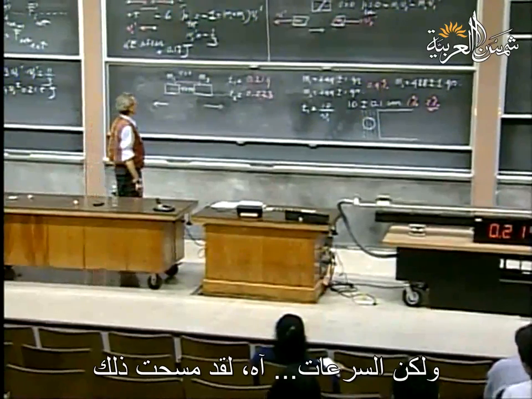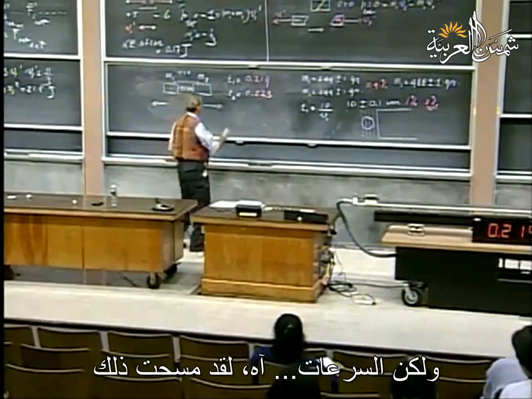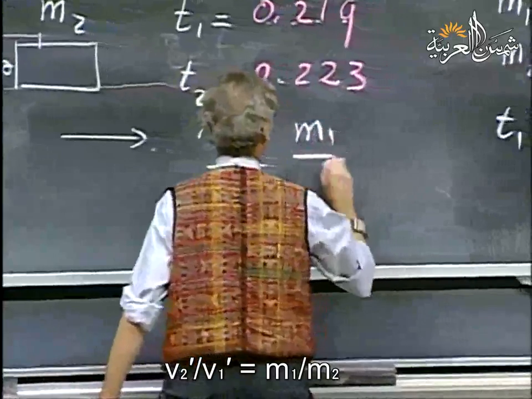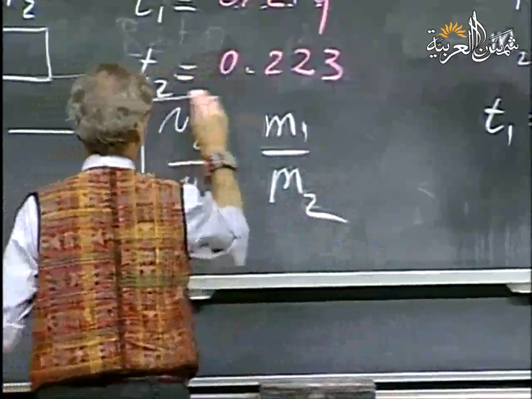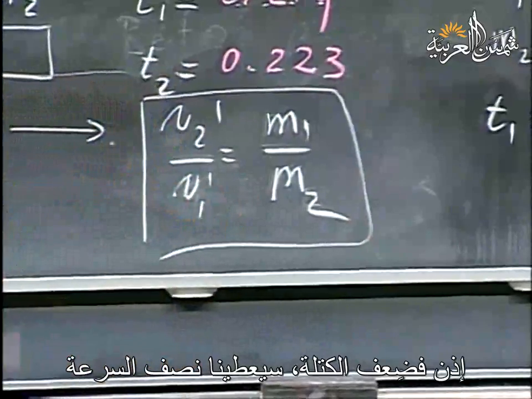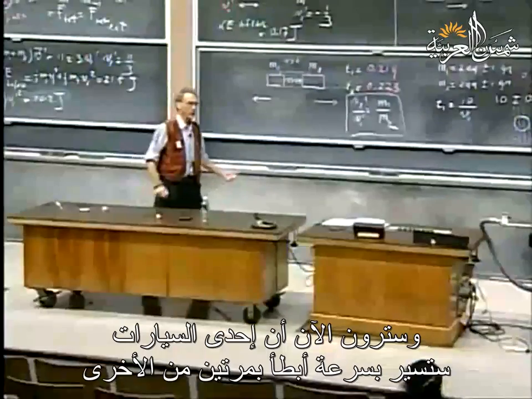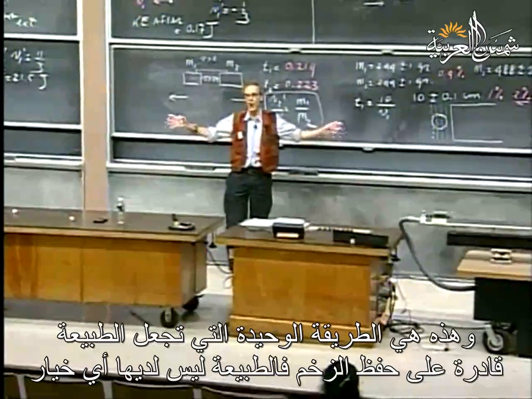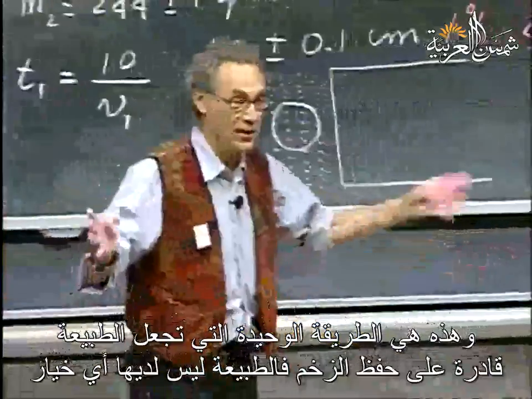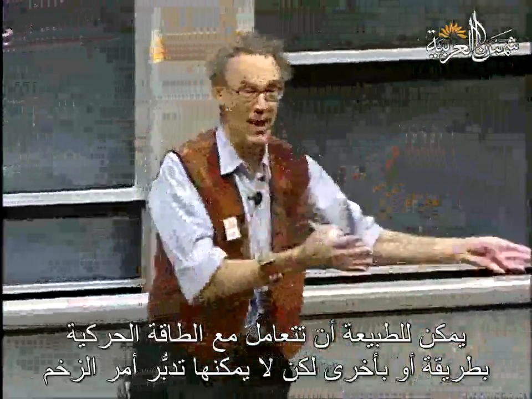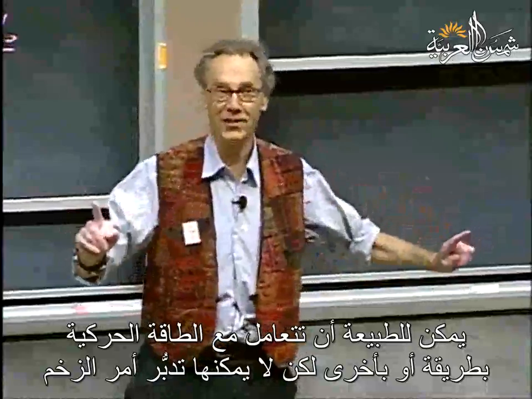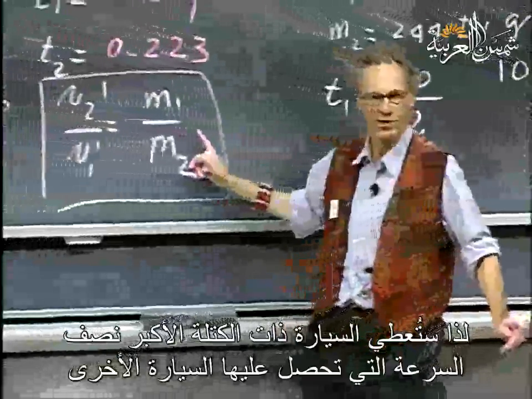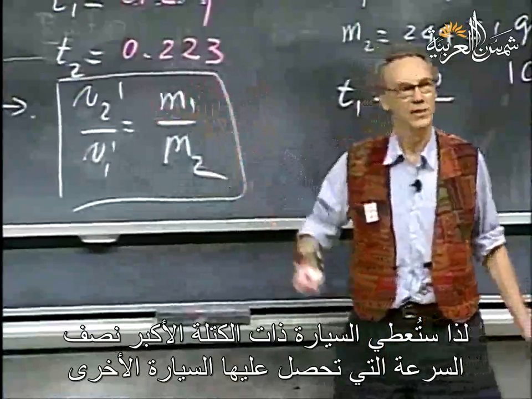But the velocities, oh, I erased this, v2 prime divided by v1 prime equals m1 divided by m2. And so twice the mass will get half the speed. And so now you're going to see that one car will go twice as slow as the other. That's the only way that nature can conserve momentum. Nature has no choice. Nature can deal with kinetic energy one way or another, but it cannot finagle momentum. So it must give the more massive car half the speed than it gives the other car.